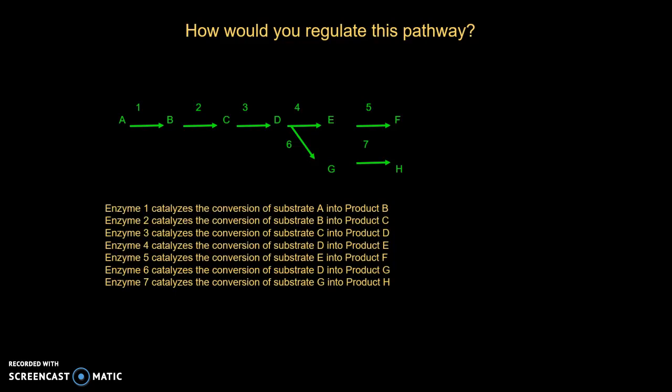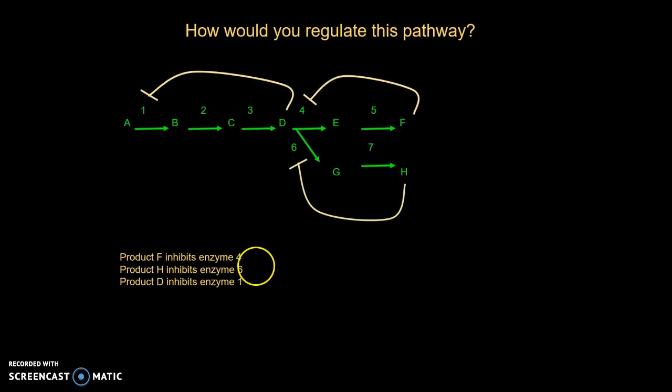Okay, so I guess you're back now, and the answer is if F inhibits enzyme 4, H inhibits enzyme 6, and D inhibits enzyme 1, then you won't have a toxic buildup of E, G, D, C, or B, and you'll have plenty of F and plenty of H. If there's too much H, it inhibits enzyme 6, and then D will build up and just go down the pathway of E, F. If there's too much F, then it will inhibit enzyme 4, and then D will go to G, H. If there's too much F and H at the same time, then both 4 and 6 are going to be inhibited, so there will be a buildup of D.